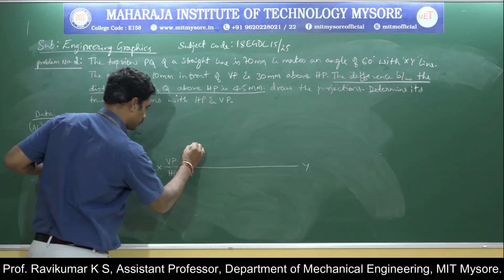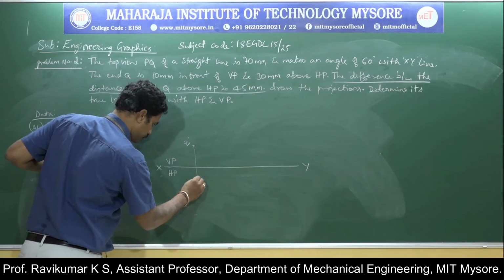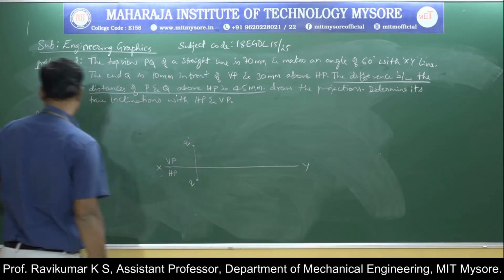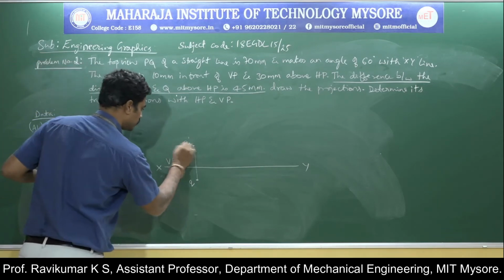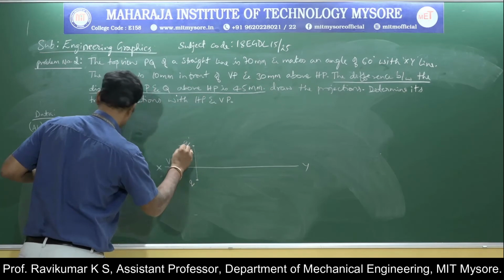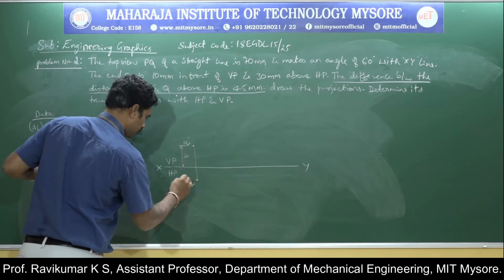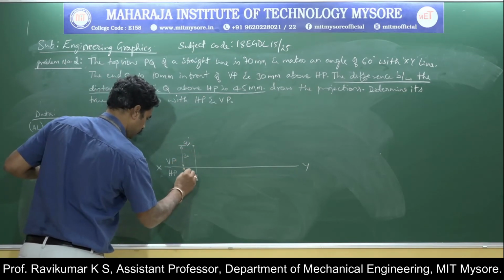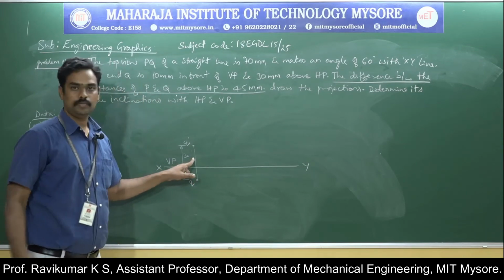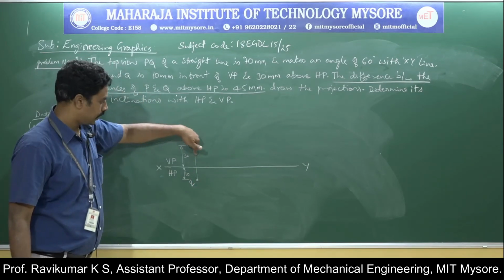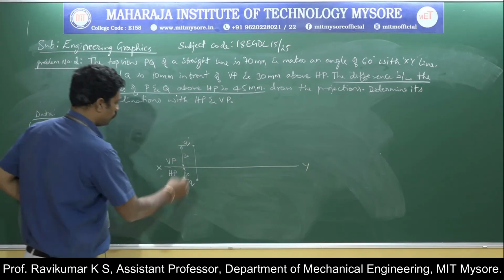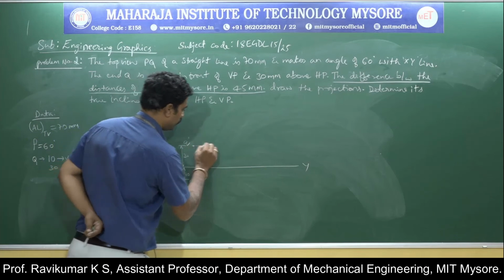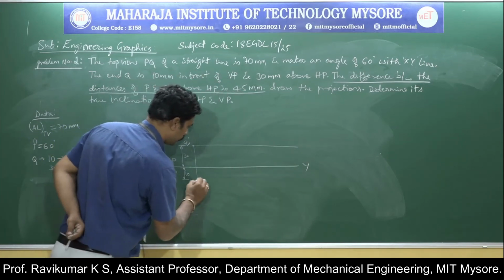So 30 mm above HP, Q dash, then 10 mm below, or in front of VP. So just put the dimensions here. This is 30 and this one is 10. Remember, you need to maintain a minimum 8 mm gap between the projector line and the dimension line. Minimum 8 mm gap. Fine. So once you locate point Q, draw the locus of Q.